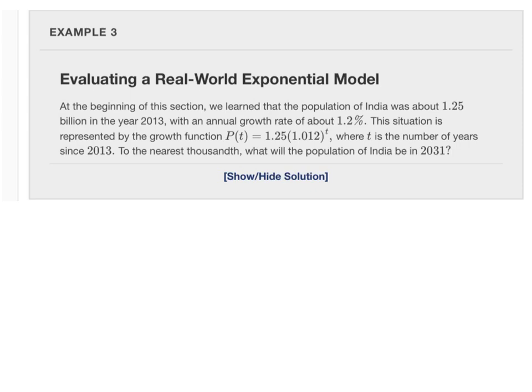Example 3, it says at the beginning of this section, we learned that the population of India was about 1.25 billion in the year 2013, with an annual growth rate of about 1.2%. The situation is represented by the growth function, P of t equals 1.25 times 1.012 to the t power, where t is the number of years since 2013. I want to look at a couple of things here. This function, P of t, represents the population growth in India.